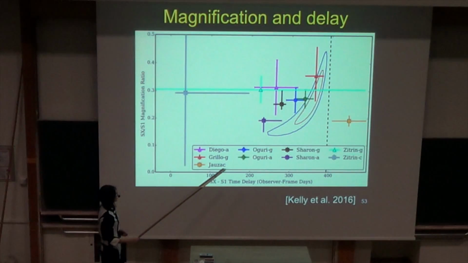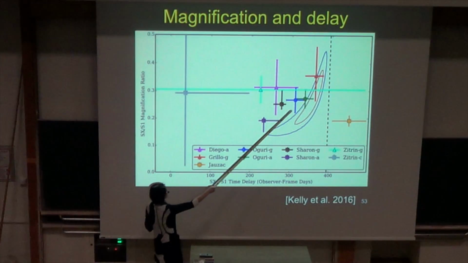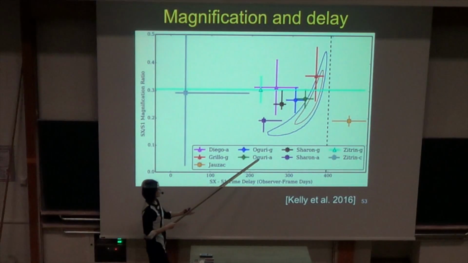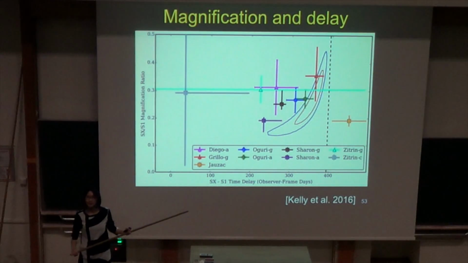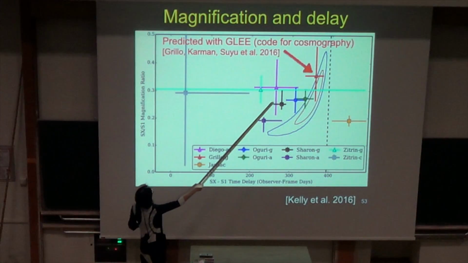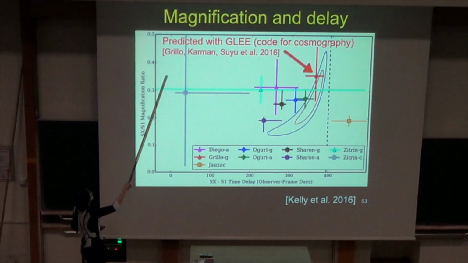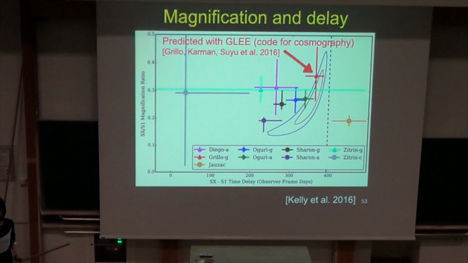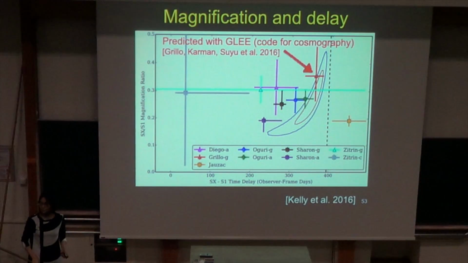Two models did quite well. There's the green point here, following this constraint, which is a model done by Masamune Oguri's team in Japan. And then the red point is our team, led by Claudio Grillo. In particular, this was predicted with the model that we use for time delay cosmography, which demonstrates the robustness of our modeling approach.